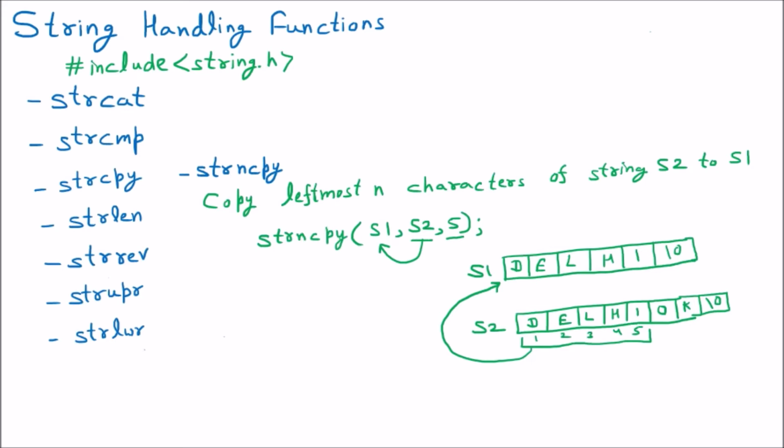Now if this 5 is mentioned, then this 5 means the number of elements. These are the 5 elements which are copied, and the special character is not included in this 5. So that means the memory required should be 5 plus 1, meaning 6, in the receiving string. That means s1 should have a minimum size of 6, so that it can take the 5 elements plus 1 null character.